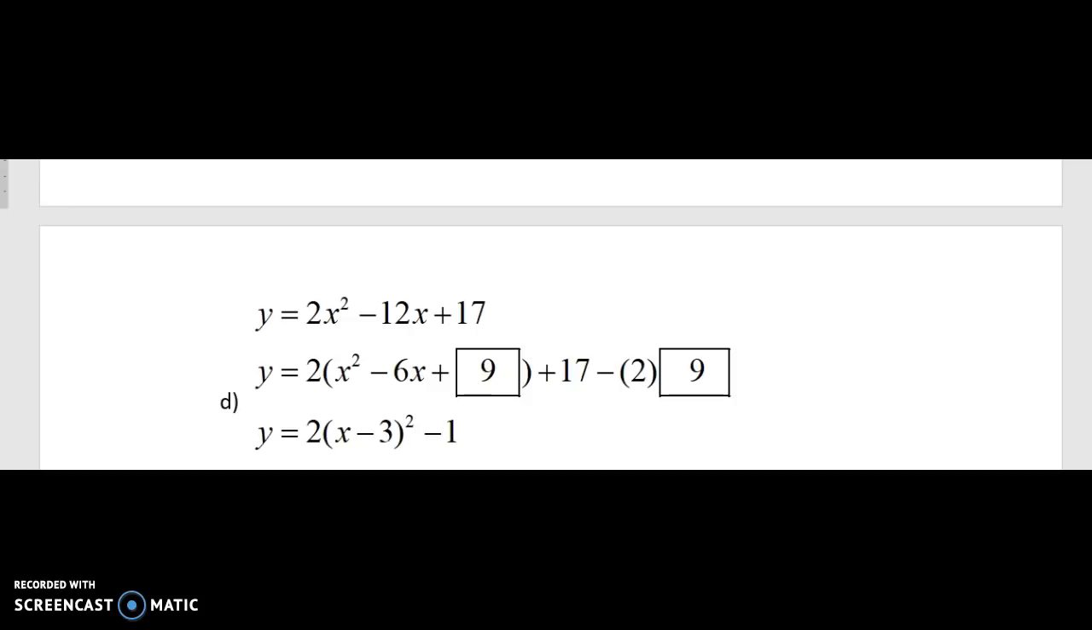I left a few problems from the book to work on. You're just converting standard form to vertex form, so work through them. If you have any questions, feel free to message me on Remind.